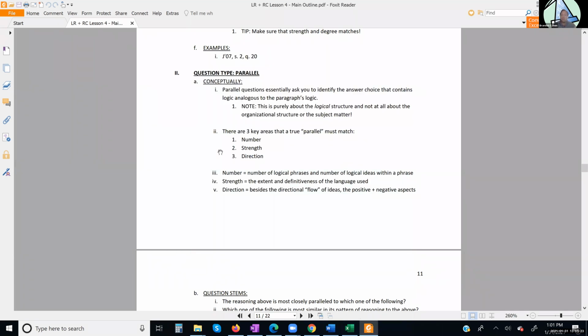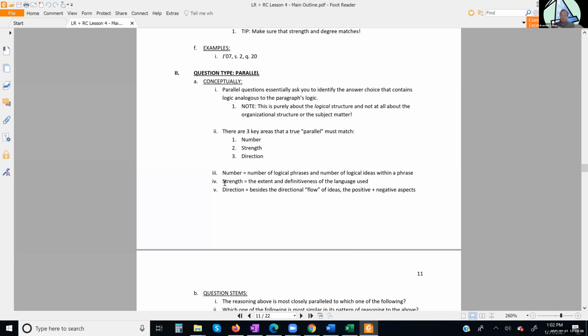Now, what are the three things that do? The three things that do matter, I call number, strength, and direction. Number is the number of logical components going on. So if I have an answer choice that says anyone who studies for the LSAT will do well, Melissa studied for the LSAT, therefore she will do well, that would be wrong for number. Remember that the initial example had two conditional ideas where it was anyone who jumps in a pool will get wet, anyone who gets wet will need a towel. So if you have an answer that says anyone who studies for the LSAT will do well, Melissa studied for the LSAT, therefore she'll do well, there's only one conditional phrase there. That would make it wrong because it's not matching the number of logical components.